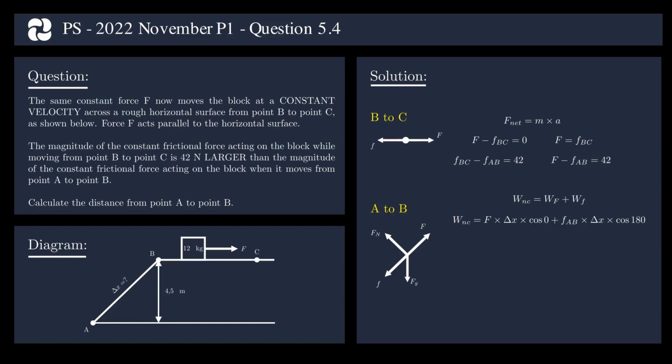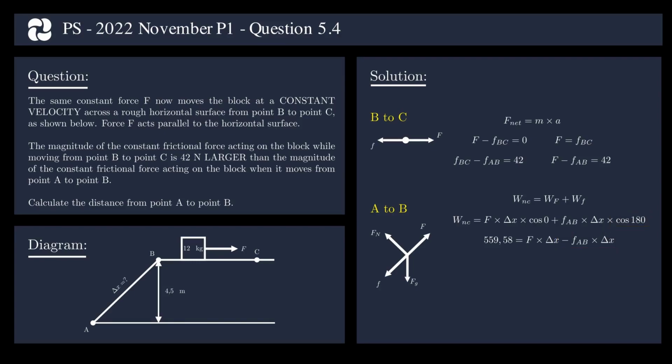In question 5.4, the work done by non-conservative forces has been calculated as 559.58 joules. Cosine 0 is equal to 1. So, the first part of the equation can be written as force F times the displacement. Cosine 180 is equal to minus 1. The second part of the equation can be written as minus friction force times the displacement.